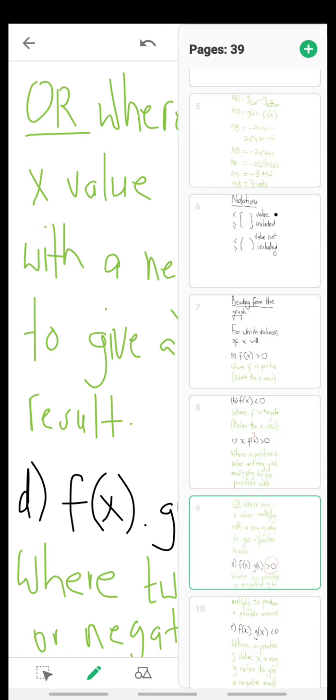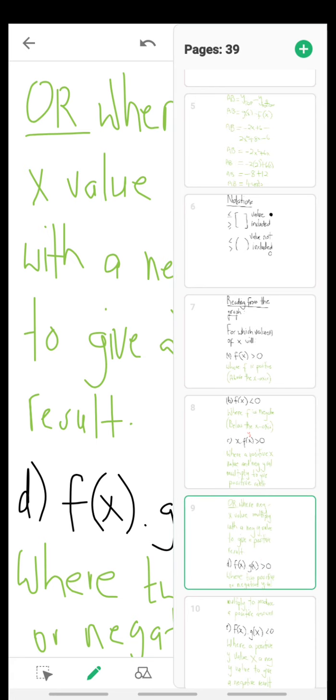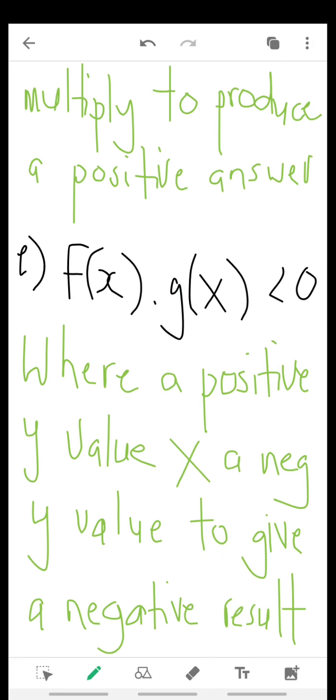Okay, very important. Now let us go to number 5. With number 5, this is the opposite of what we've just spoken about. Be very careful in this case. We are looking for where the y values of the two functions, f and g, multiply and we get a negative. What does that mean? It means if the y values of f are positive, the y values of g must be negative. Or if the y values of f are negative, the y values of g must be positive. Because when we multiply different signs, we will get a negative.